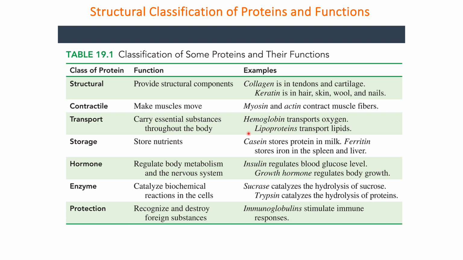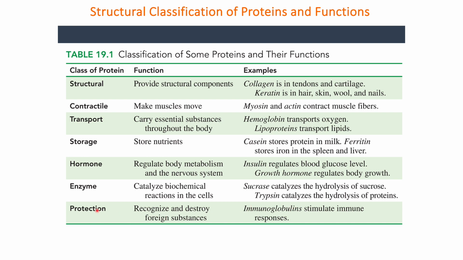And like we just saw, hemoglobin helps to transport oxygen, and lipoproteins transport lipids. So they are involved in transport. And casein is a protein that stores milk, so it's a storage protein. And hormones like insulin regulate blood glucose level, and growth hormones regulate body growth. So there are also enzymes that catalyze biochemical reactions in the cells. For example, sucrase catalyzes the hydrolysis of sucrose, and trypsin catalyzes the hydrolysis of proteins.